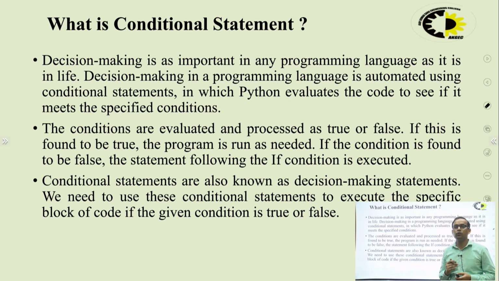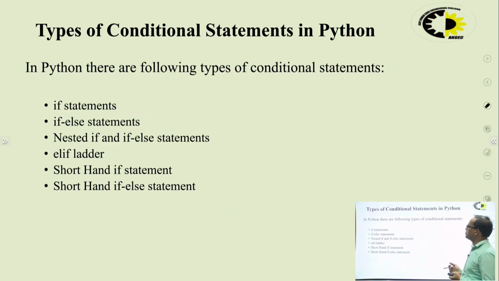So, in a programming language, either Python or C, we have to test certain conditions, and those conditions work as conditional statements. Different types of conditional statements are supported, like if statement, if else statement, nested if statements. We will discuss them in the next slide. The different types of conditional statements in Python programming are if statement, if else statement, nested if and nested if else statements, if else if ladder, shorthand if statement, and shorthand if else statement.